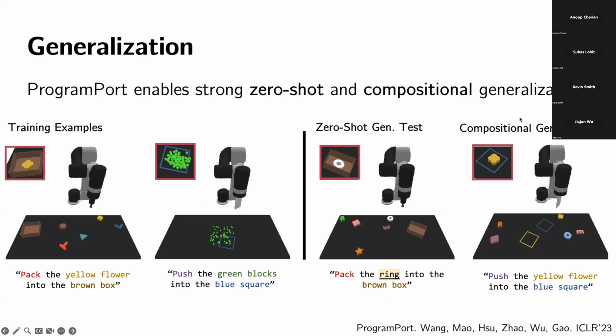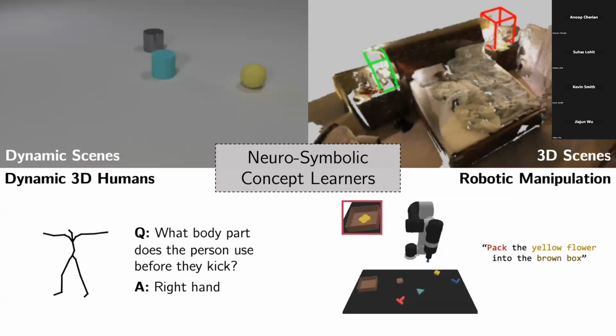Another type of generalization is, of course, compositional generalization. During training, you always put object A into the brown box and put green blocks into the blue sphere. But during testing, you can also do something that is compositionally new, in the sense that you can push the yellow flower into the blue square, which is a novel combination you've never seen before. Okay. So that's all kind of different types of extensions that we've been trying, extending these systems to different domains.